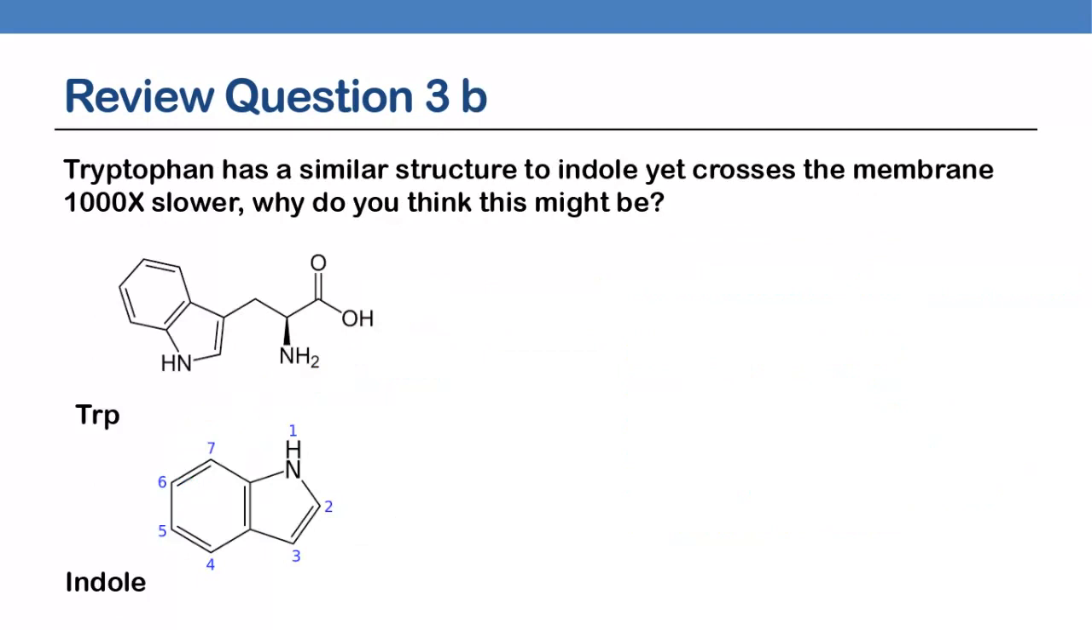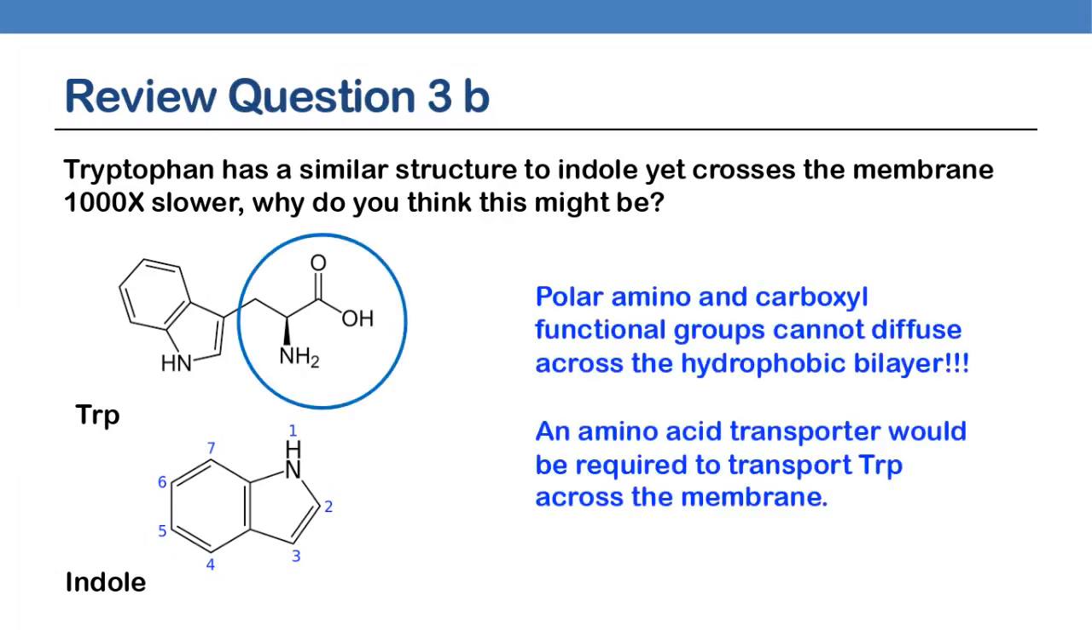Okay, so students are responding to the second question. They're saying that tryptophan is more polar, so therefore it's not going to want to cross the membrane. Excellent. Yeah, so the indole is the R group of the tryptophan. But the tryptophan has our amine and our carboxyl, and that's going to be charged at physiological pH. So the polar amino acid is not going to want to cross that hydrophobic bilayer, as this is going to be really energetically unfavorable.